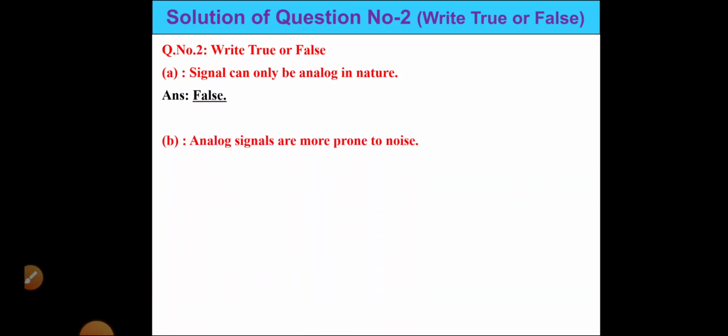Analog signals are more prone to noise. Yes, analog signals are more prone to noise. True. Modulation is done at the transmitter. Yes, this is also true. Modulation is done at the transmitter, because before transmission we have to modulate the signal, since the message signal's power is very low. So we modulate the low frequency signal with a high frequency signal so that it can transmit a long distance. Therefore the modulation process is done at the transmitter end. So this statement is true.